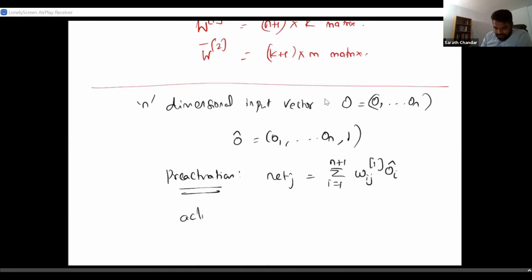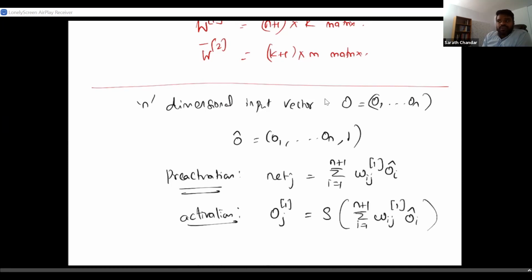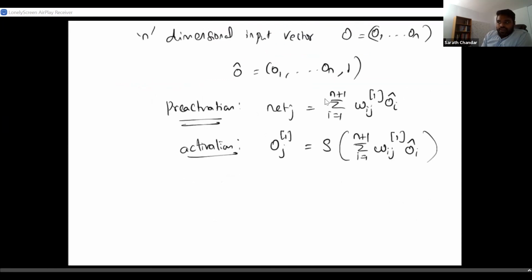Now the activation is given by oj of 1 equal to s, some activation function, of the summation over i equal to 1 to n plus 1 of wij, which is exactly the pre-activation. Okay, so now I can actually write this in matrix notation. So I would get the O1 vector as S of O hat multiplied by W1 bar.